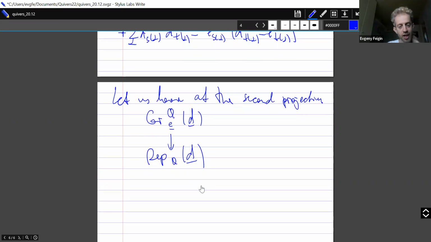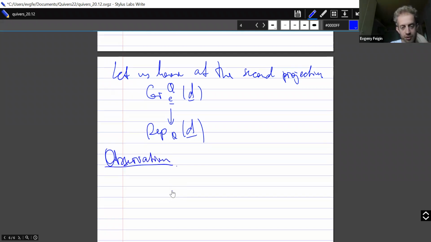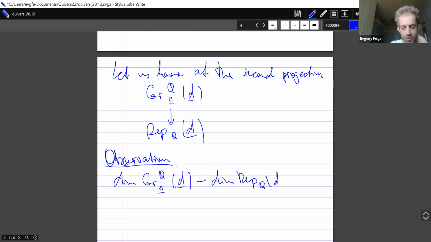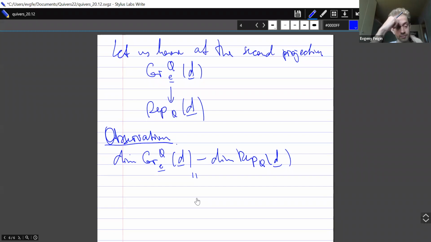Good. So let's look at the second projection and let us compute. So the observation: let us compute the difference between the dimension of EQ and the dimension of rep QD. Can you tell me what is this difference? We have the formulas for both things.